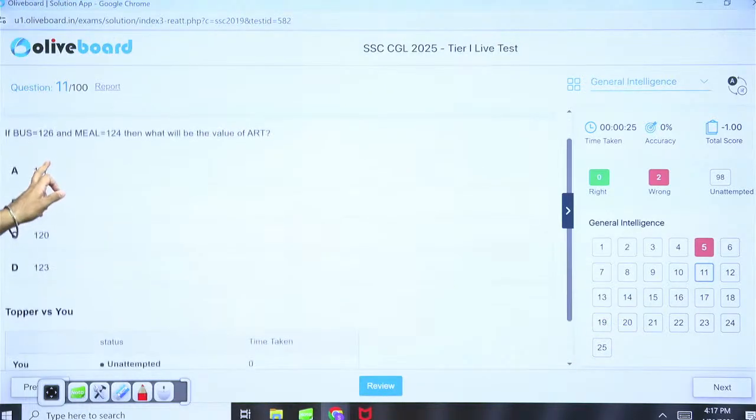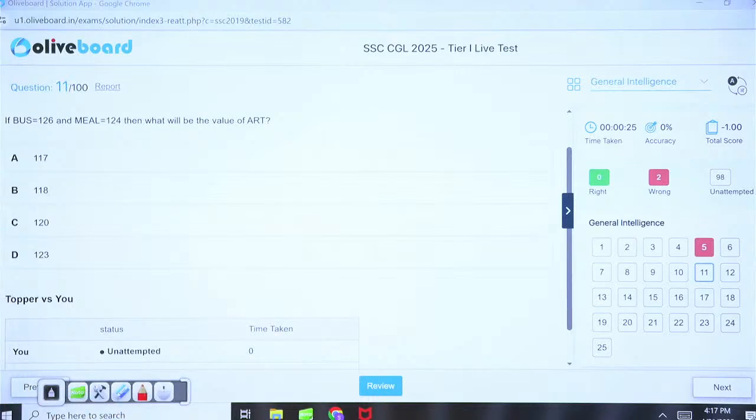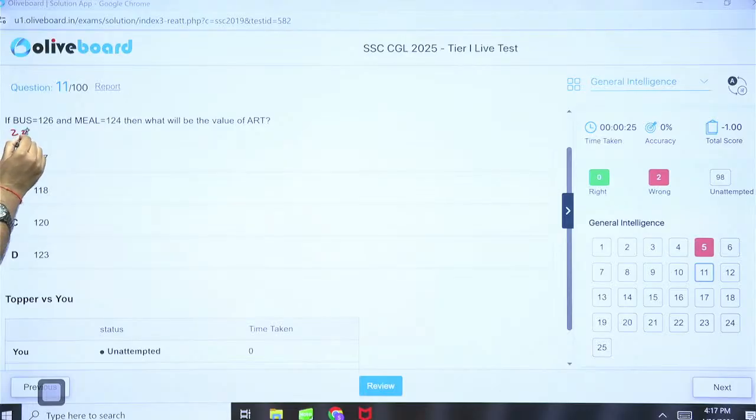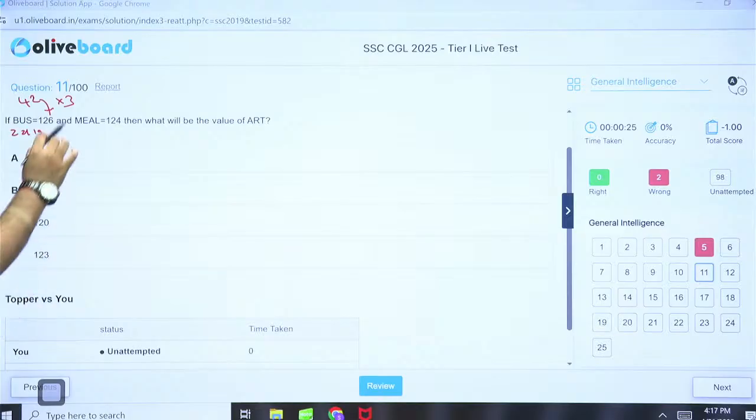11th. This is also easy. Bus is 126, meal is 124. What will the value of art? Okay, now what is happening here is if you just take the place values, this is 2, 21 and 19, add them. So this is 21 to 42. 42 and 126, if you observe carefully, is just 3 times. Simply multiplied by 3.